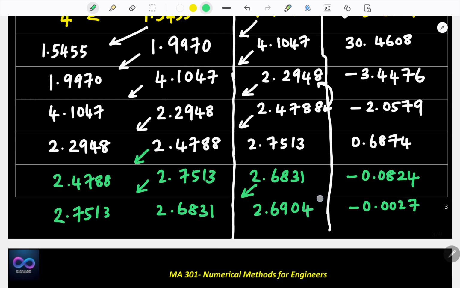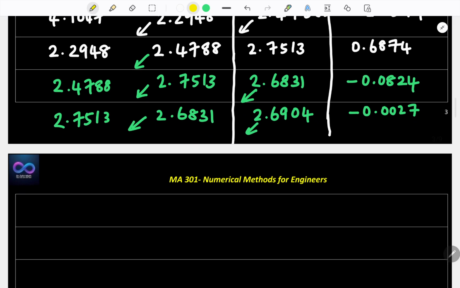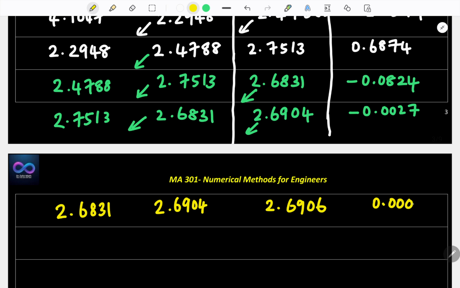0.0027. Okay. Again you take this value and this value. Okay. Right. So 2.6831 and 2.6904 and 2.6906, and I'm getting here 0.000. Once automatically your functional value is 0, definitely it will converge quickly. Keep in your mind the next will be your same answer.